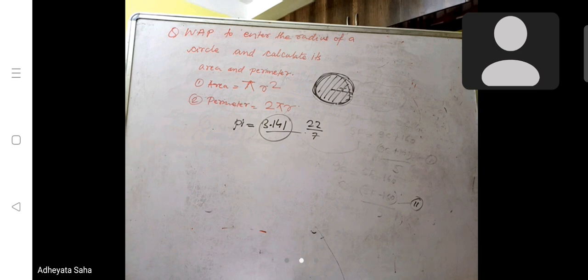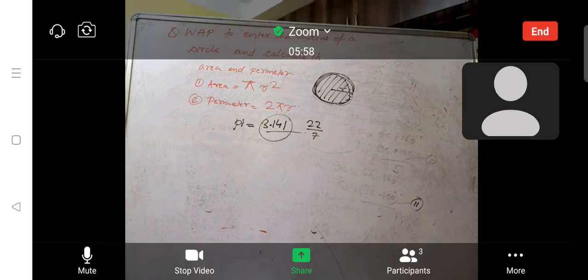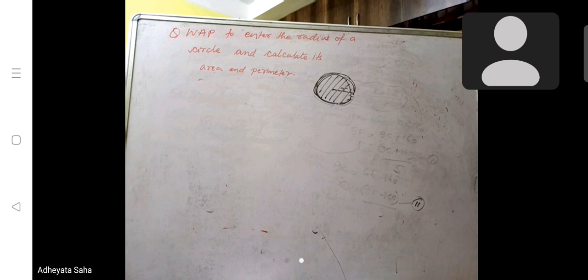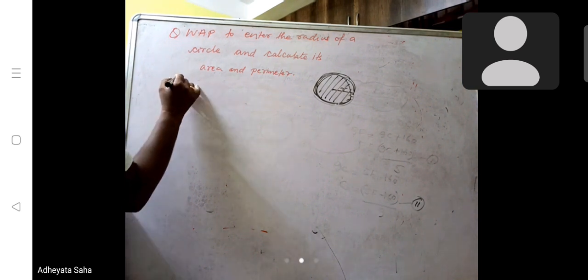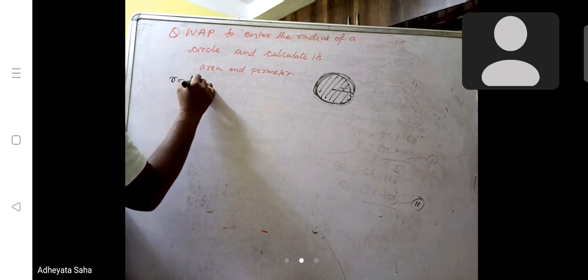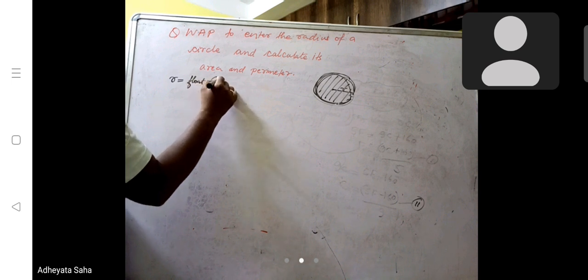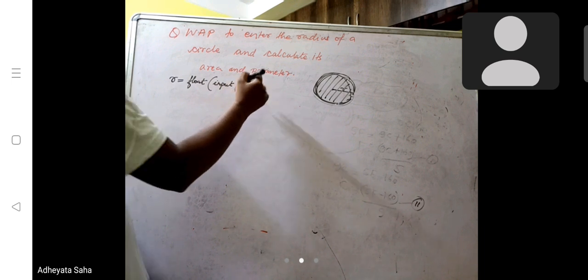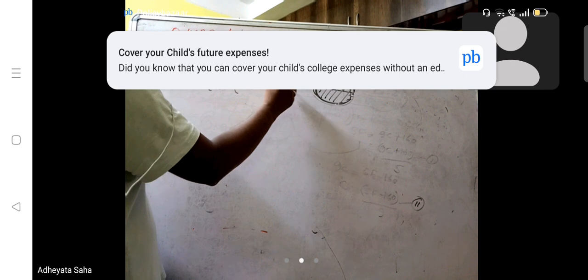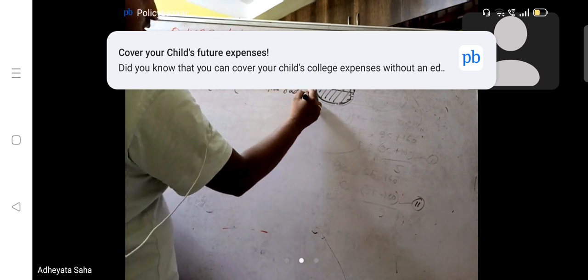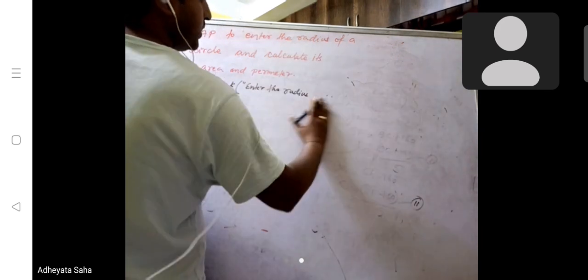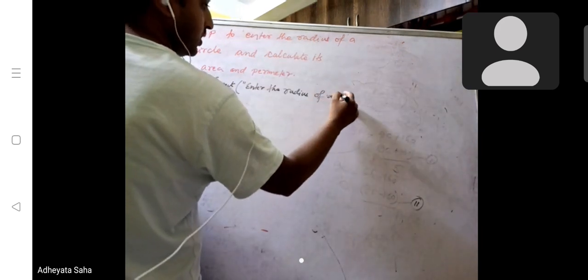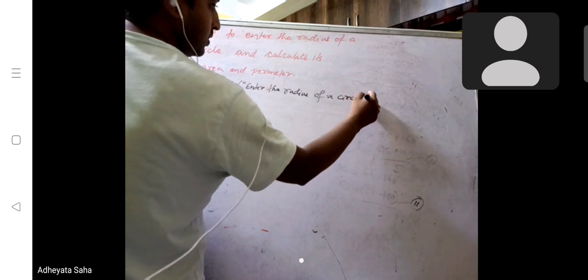Yes, is it clear? Yeah, try this. So input will be R is equal to float input, enter the radius of a circle.